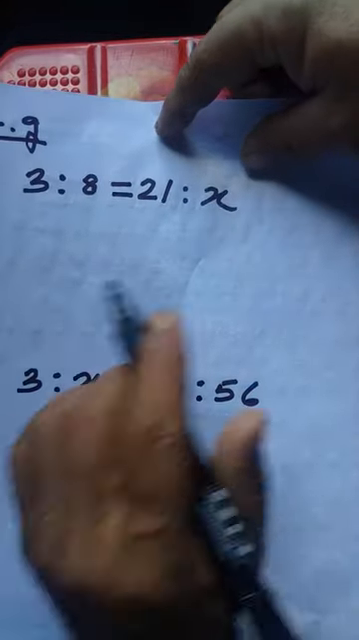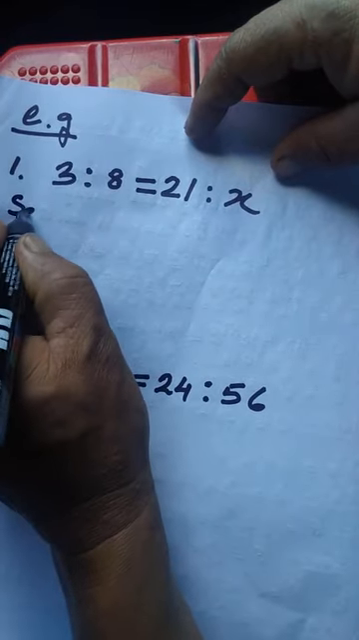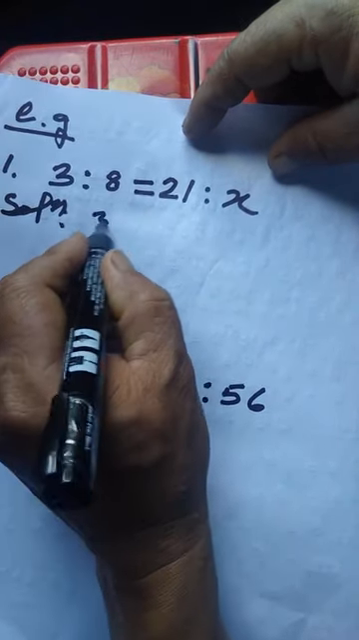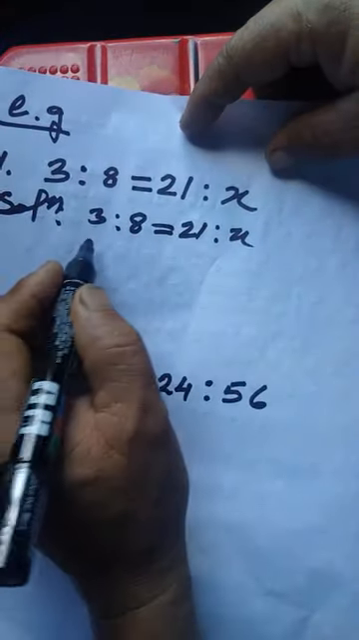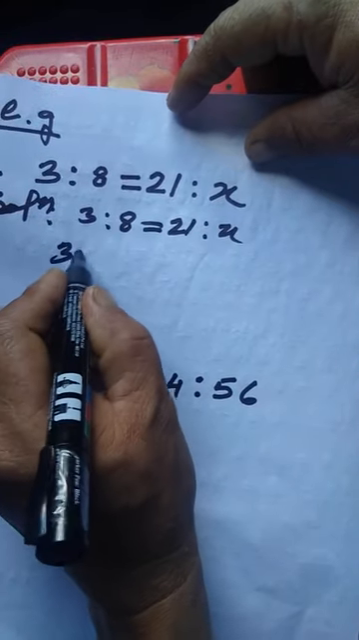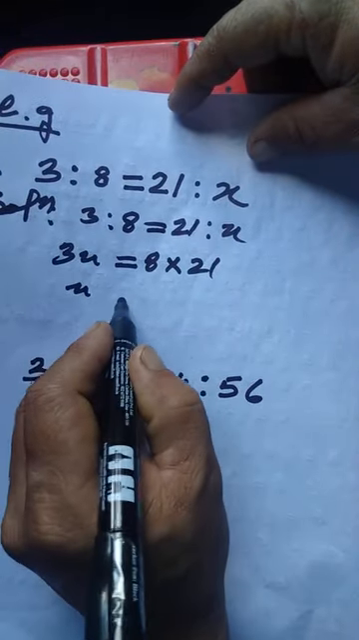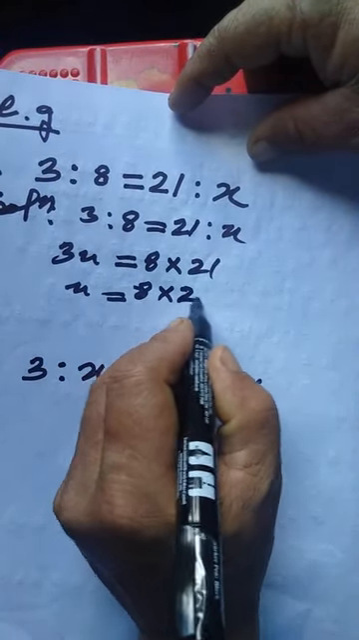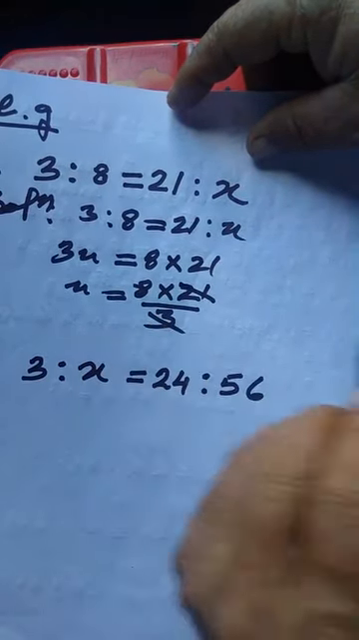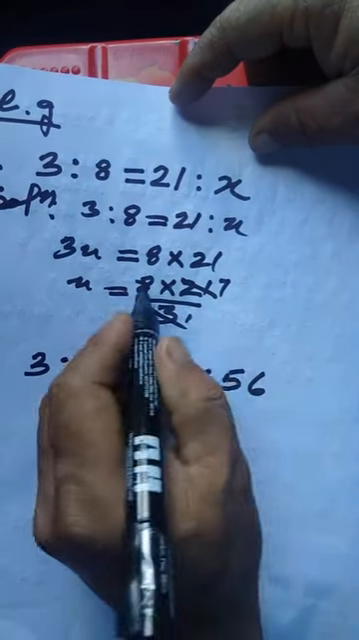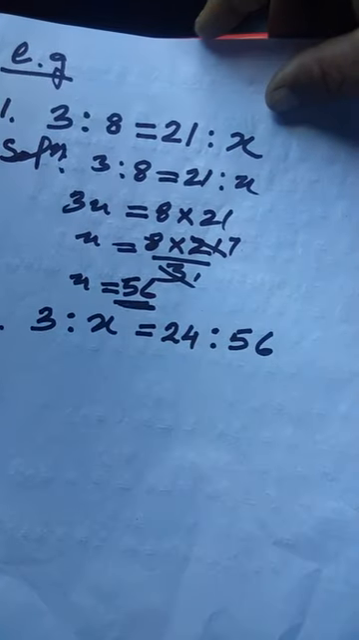Okay, first, second, third, fourth. The solution: 3 is to 8 equal to 21 is to x. So 3x equal to 8 multiply with 21. x equal to 8 multiplied by 21 divided by 3. 3 here and 21 can reduce. 3 ones are 3, 3 sevens are 21, 8 sevens are 56. 56 is the answer.